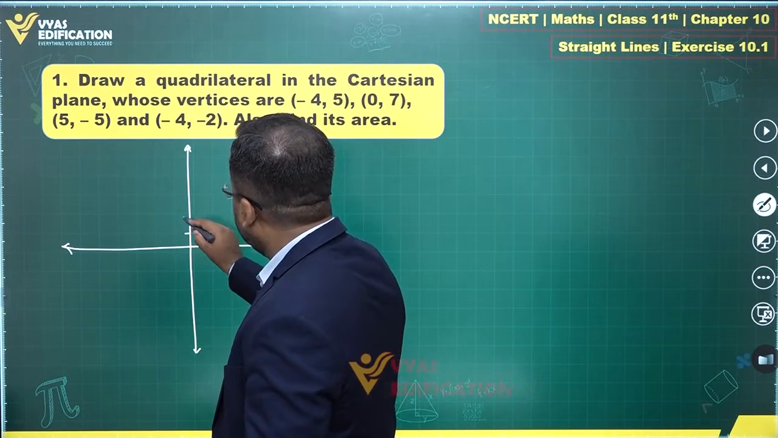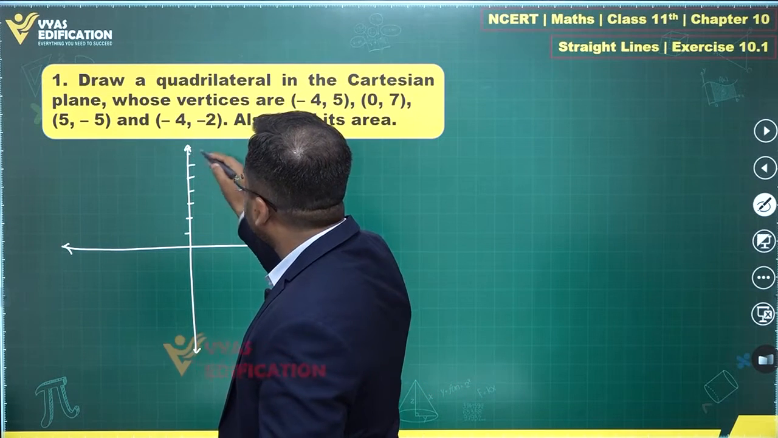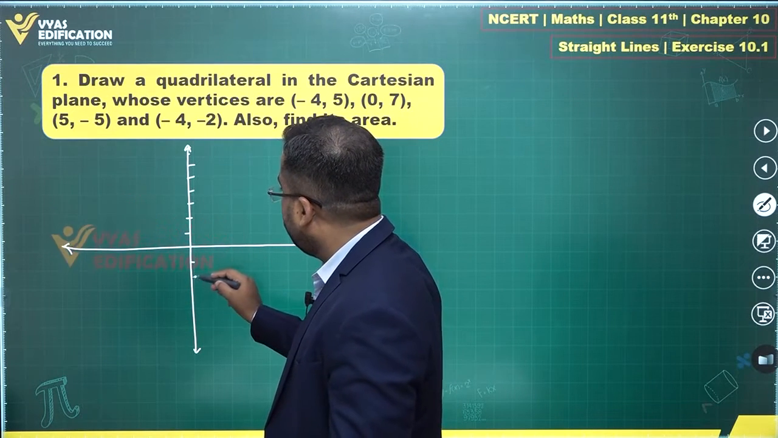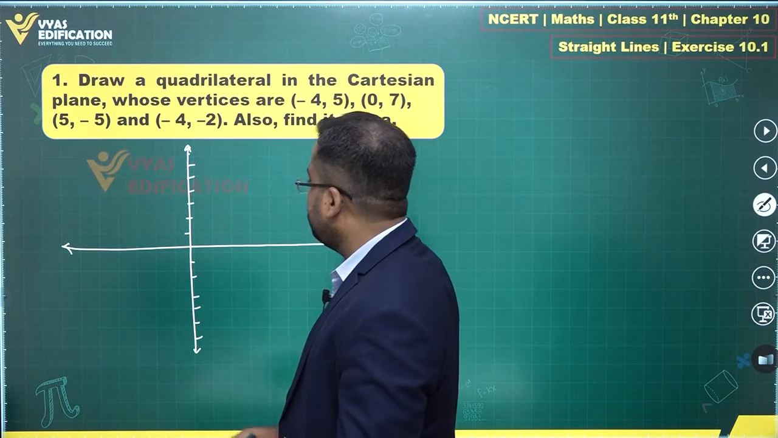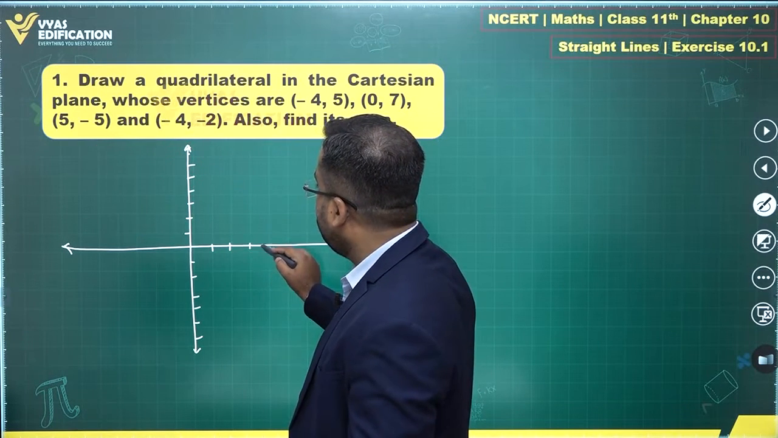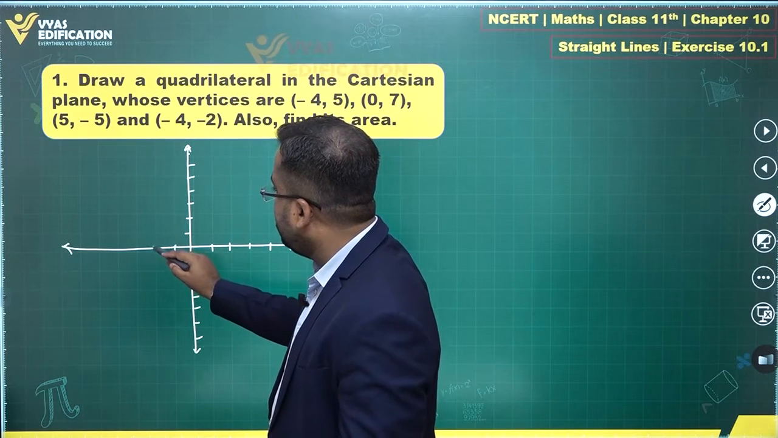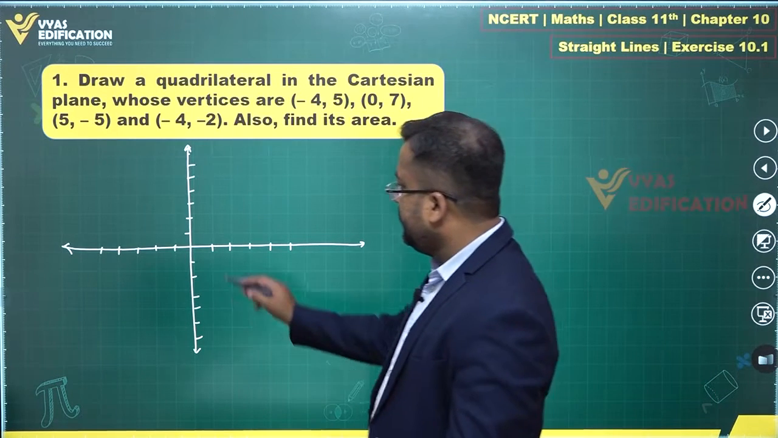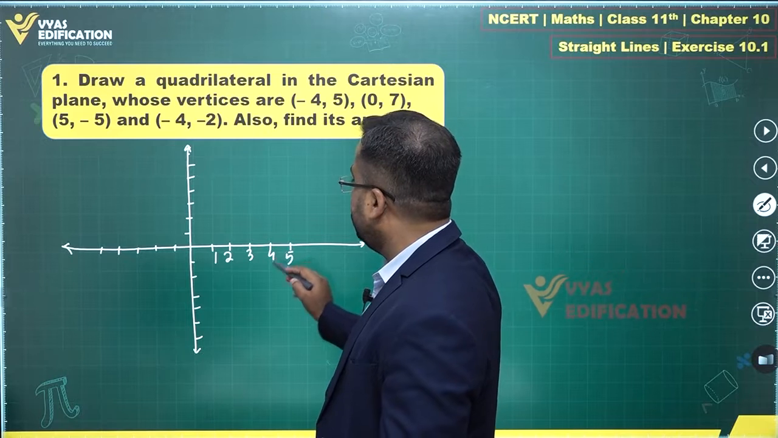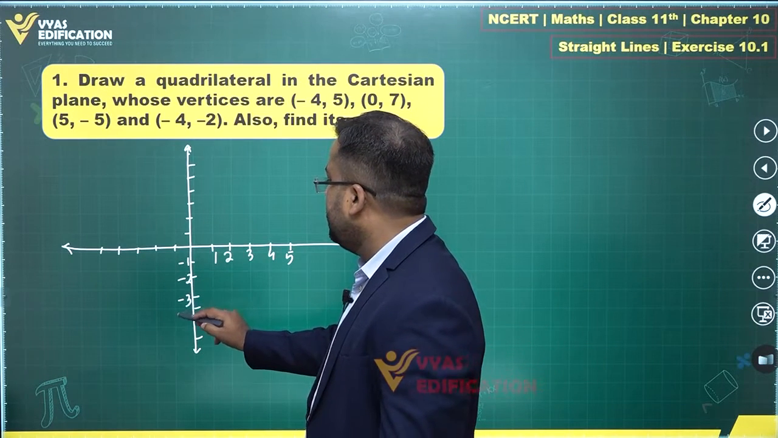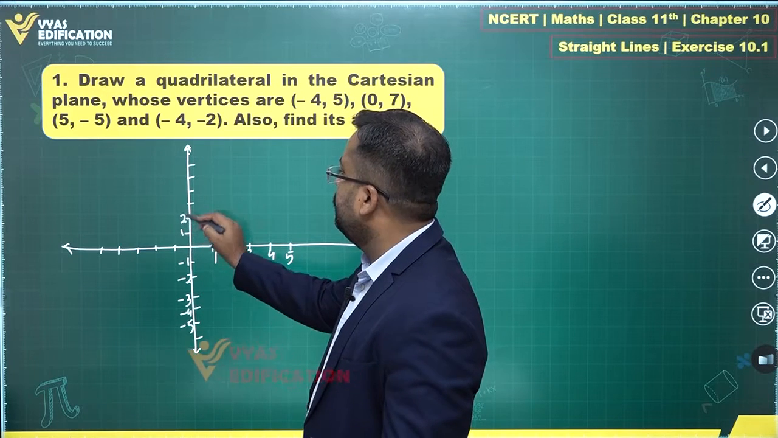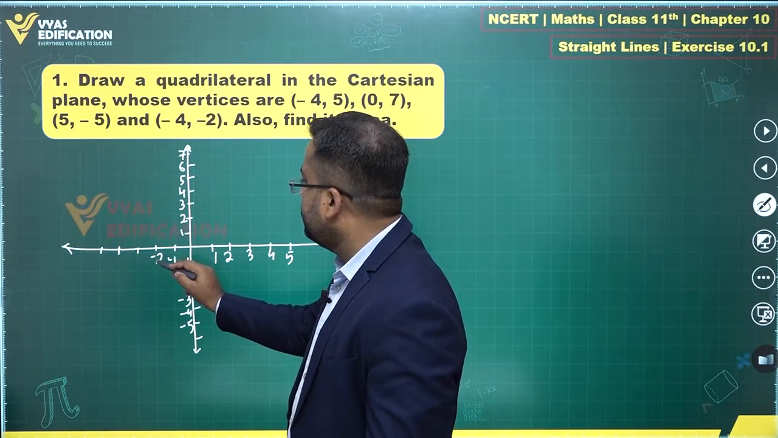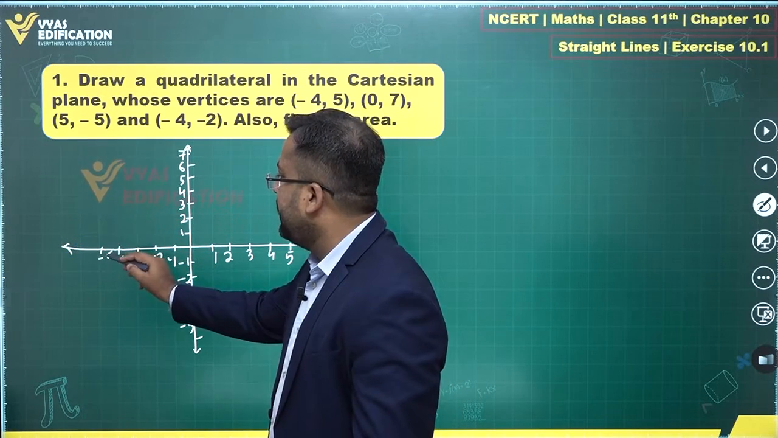Let's mark those points. Up to 7 will be required on the positive y-side. In the negative, we will require up to minus 5, and on the x-axis, up to 6 on the positive side. Let's say these are the points. Can we mark them? Yes. 1, 2, 3, 4, 5. This is minus 1, minus 2, minus 3, minus 4, minus 5. This is 1, 2, 3, 4, 5, 6, 7, and correspondingly you have minus 1, minus 2, minus 3, minus 4, minus 5 here as well.